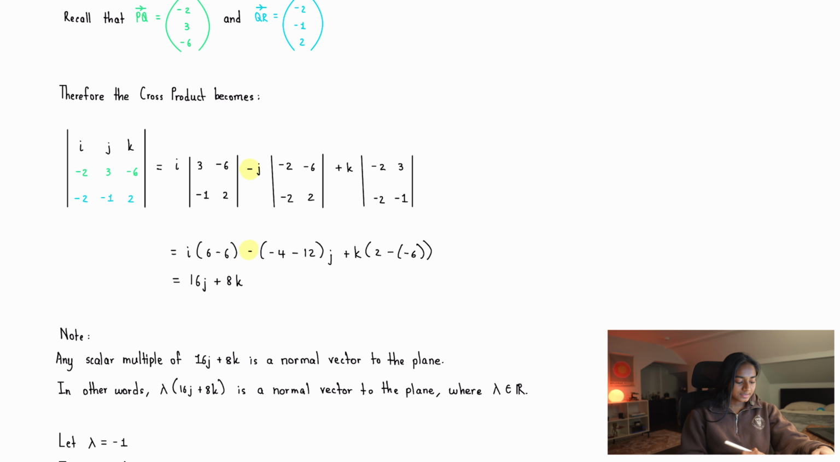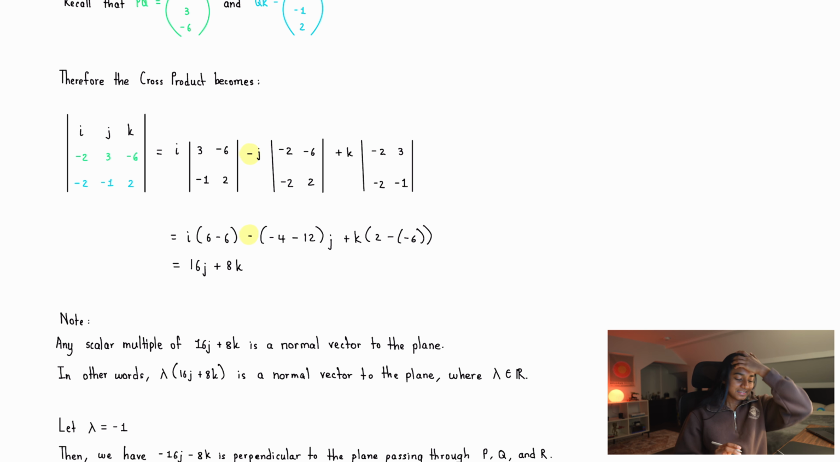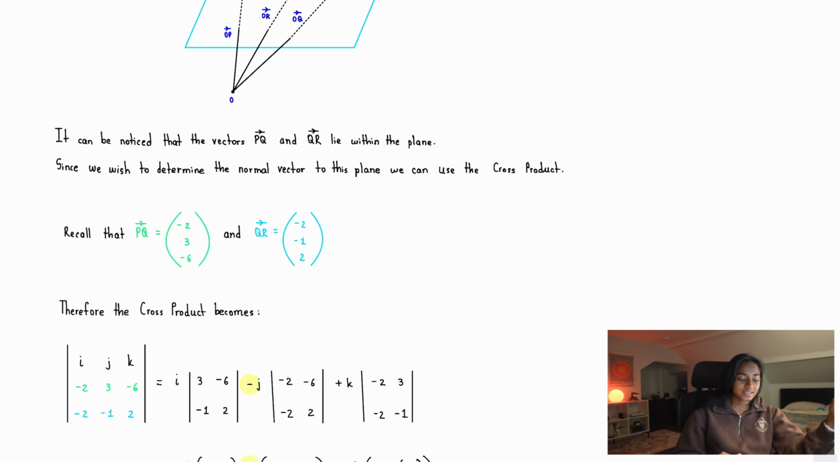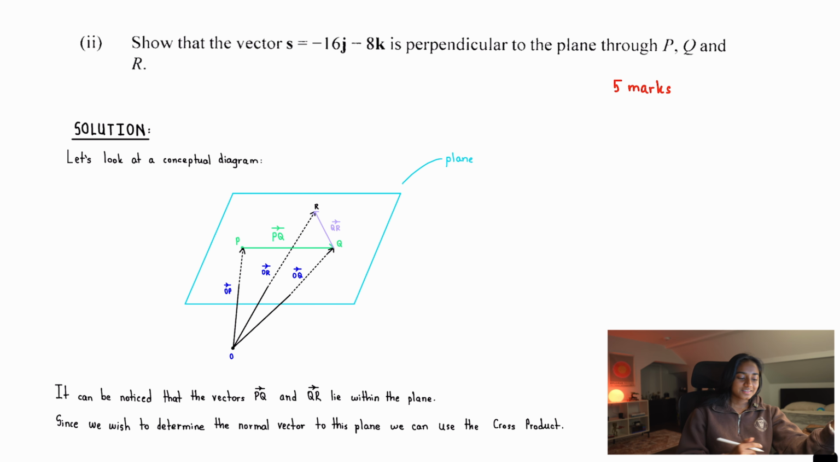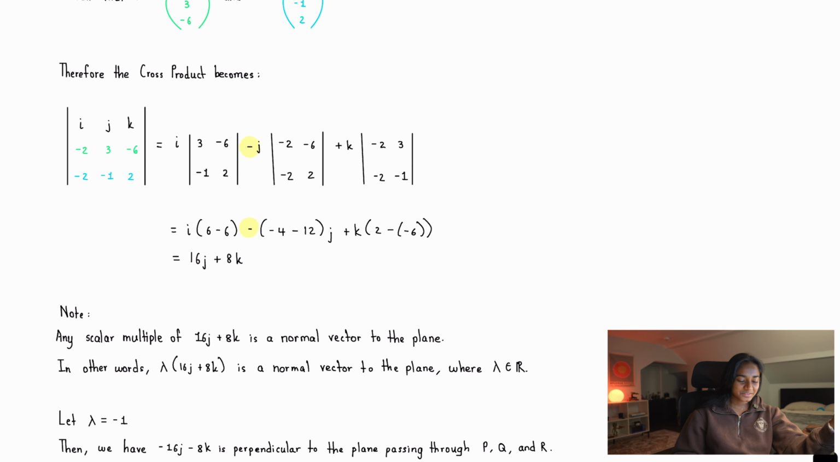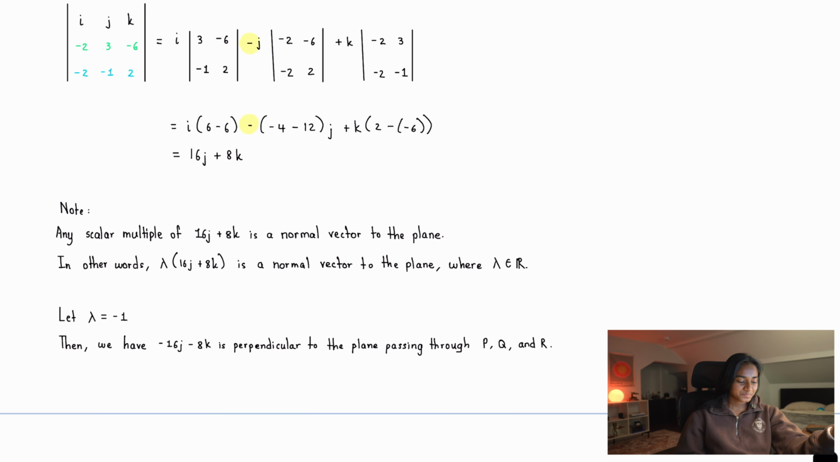In this case, we'll say it's -1. You can let it be any you would like, but just for simplicity, to be as easy as possible, we will get -16j minus 8k would be perpendicular to the plane passing through P, Q, and R, which is exactly what they asked us for. Okay, so that's how we do part 2.